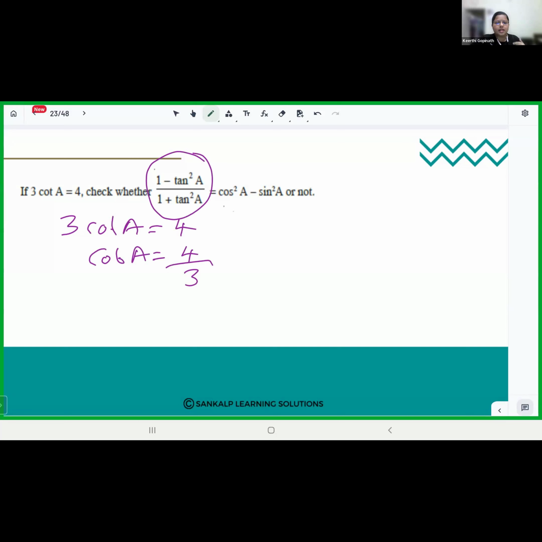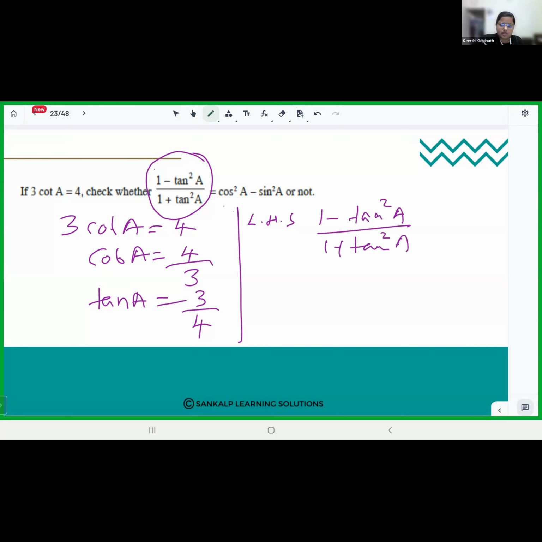It's easy, right? Tan A is the reciprocal of cot A. So tan A is equal to 3 by 4. Okay, we got the value for tan A. Now just substitute in that LHS. What is LHS? 1 minus tan square A by 1 plus tan square A. Tan square A means tan A the whole square itself.